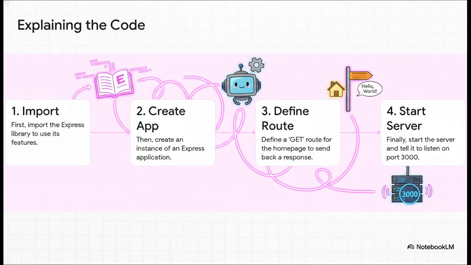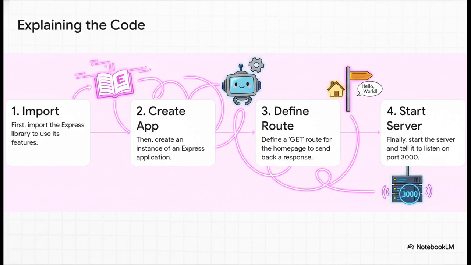Okay, so first we import the Express library so we can use it. Then we create our main app object. After that, we set up a rule. For any GET request that comes to the main homepage, we're going to run this function that sends back hello world. And finally, we start the server and tell it to listen for requests on port 3000.